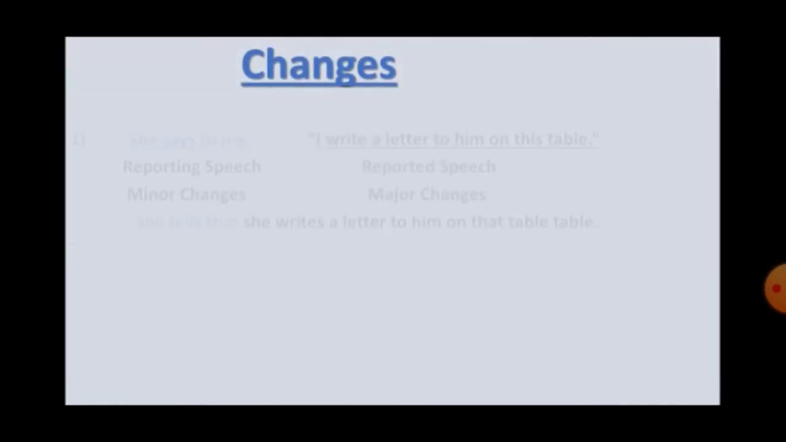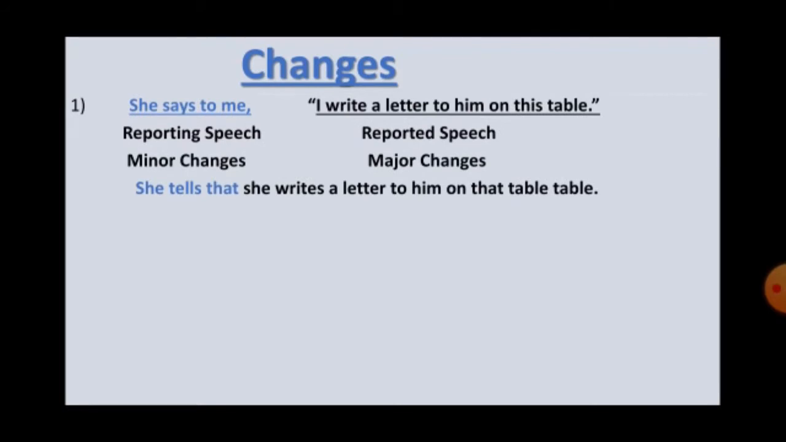Here comes, students, the conclusion of direct and indirect speech. What changes do we make here? She says to me, "I write a letter to him on this table." In direct speech we have two parts, and when we change this direct speech into indirect speech, that is also called narration. In order to change we have two changes. In reporting speech we have minor changes, and in reported speech we have major changes. You can see here "she tells that" is the minor change. And when I change "I write a letter to him on this table," it becomes "she writes a letter to him on that table."